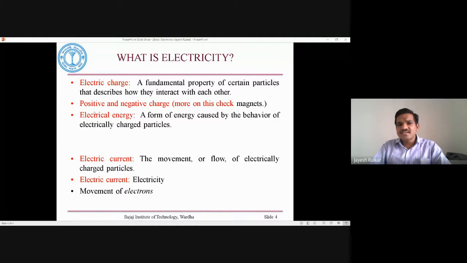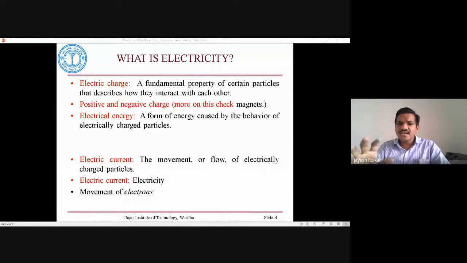Okay, we'll talk about electrical energy. So what is electrical energy? It is nothing but a form of energy which is caused by electrically charged particles. We have already seen what electrically charged particles are, what the charges are, positive charge or negative charge, and how these charged particles behave. That is called its energy, related to electrical energy. Again, electrical energy is a form of energy caused by the behavior of electrically charged particles.